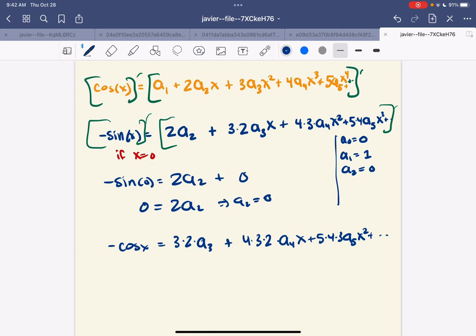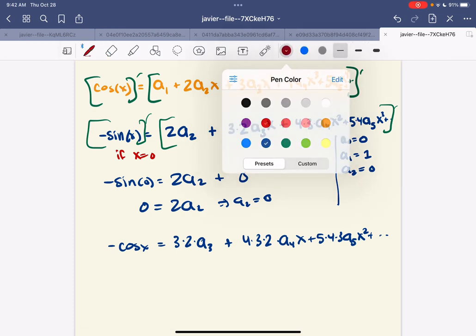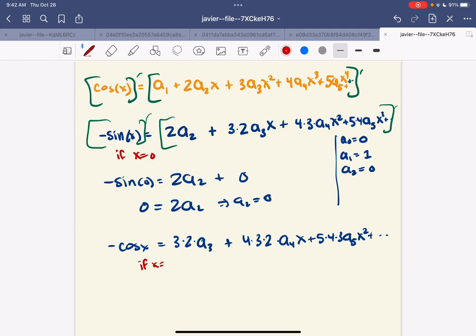and of course I'm going to plug in x equals 0. By plugging in x equals 0, I ask myself, if x equals 0, what do I get? If x equals 0, I get that negative cosine of 0 is equal to 3 times 2 times a3, plus, of course, all that's going to vanish, so it's plus 0. So I can solve for a3. a3 is equal to negative 1 divided by 3 factorial.